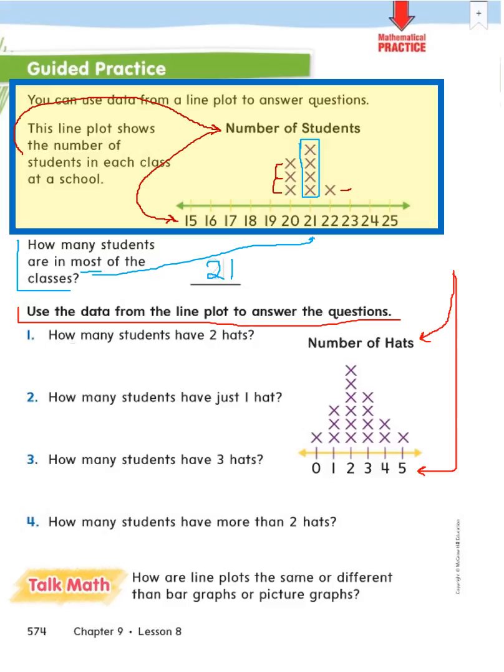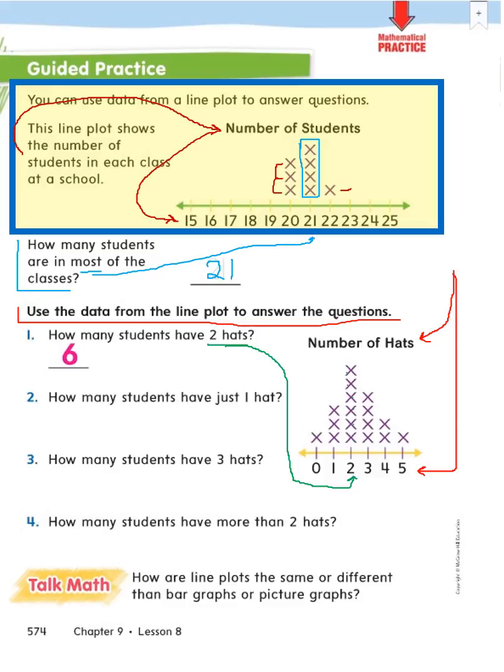Okay, do you have it figured out? Let's see what your answers are. Number 1, how many students have 2 hats? The answer? 6. Here's how we know. 2 hats. So we go to that number 2. Because remember, those numbers mean numbers of hats. And we count the X's. 1, 2, 3, 4, 5, 6.